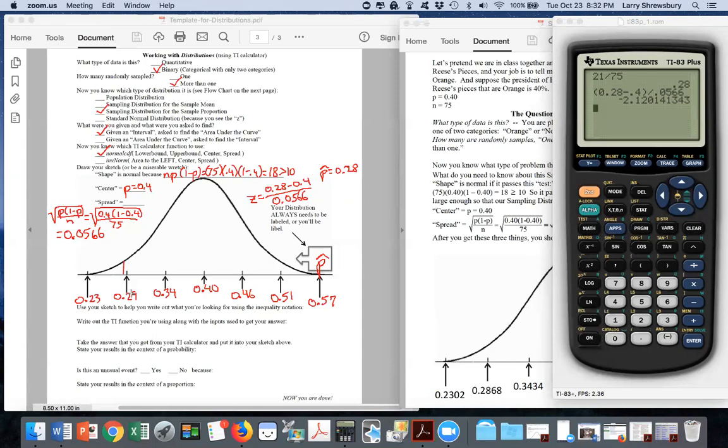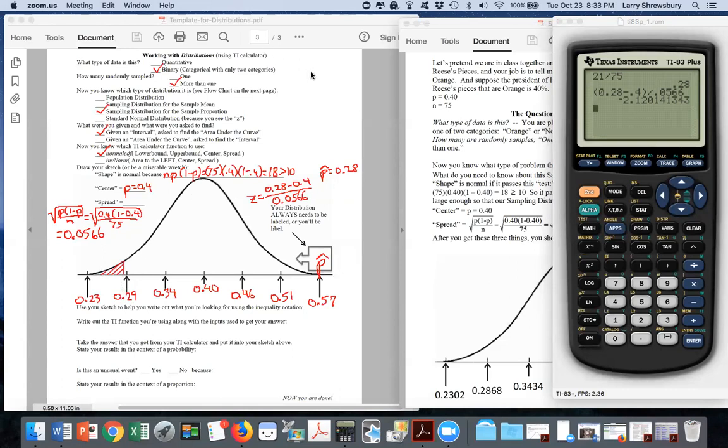What unusual means is to be that far away from the center or farther away. That's how you tell how it's unusual. Since I'm off on the left, then I'd want to shade in the left side. So I know how unusual it is to be this far to the left or even farther away. So it's that little area there. Looks like less than 2.5%, unless I've rounded off too much here, but it's looking kind of small.